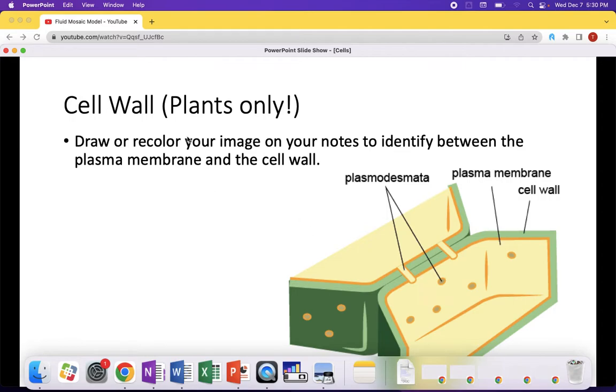The other thing I want you to do is to recolor your image on your notes to identify between the plasma membrane and the cell wall, because it's not always obvious, especially if you're looking from a top down. We would say that the cell wall is this outermost layer, the green, and then this orange would be our cell membrane or plasma membrane. So I do want you to recolor the cell wall on your notes so that you know which item it is, just to differentiate between those two.